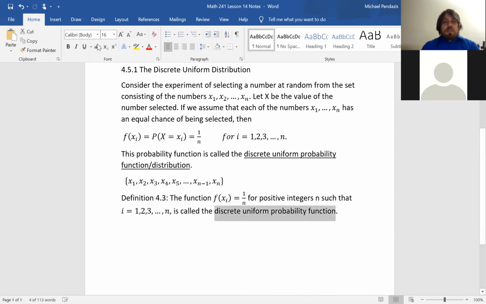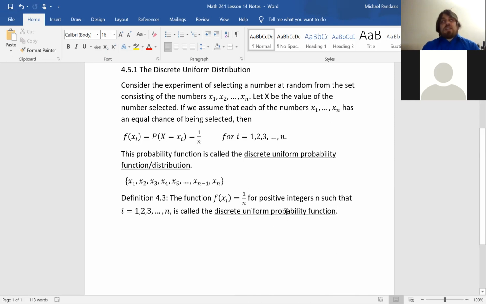This is summing up what was happening above. This is the function where you're choosing an element x sub i from the set x1 to xn. And the probability of choosing any of the elements in the set x1 to xn is 1 over n, because we're saying that the probability of each is equally likely. And so this is called the discrete uniform probability function.